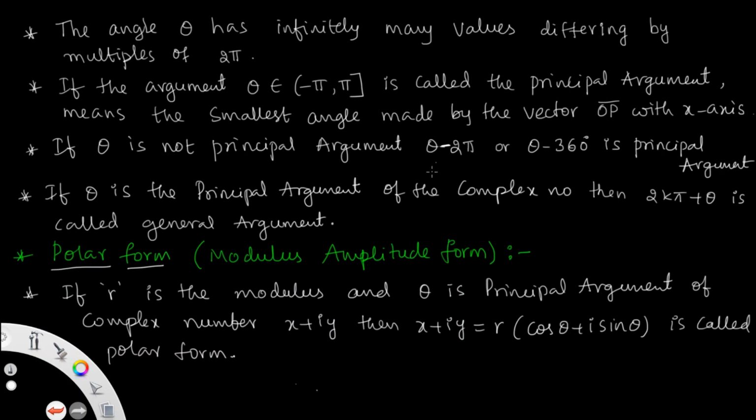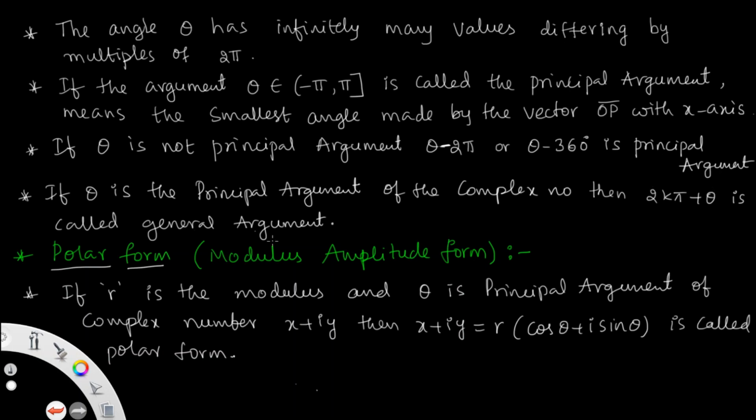Always the principal argument lies in the interval, the range is minus pi to plus pi. That is called the principal argument. If theta does not belong to this interval, then you get theta minus 2 pi. That is, you get the smallest angle, or else the principal argument.